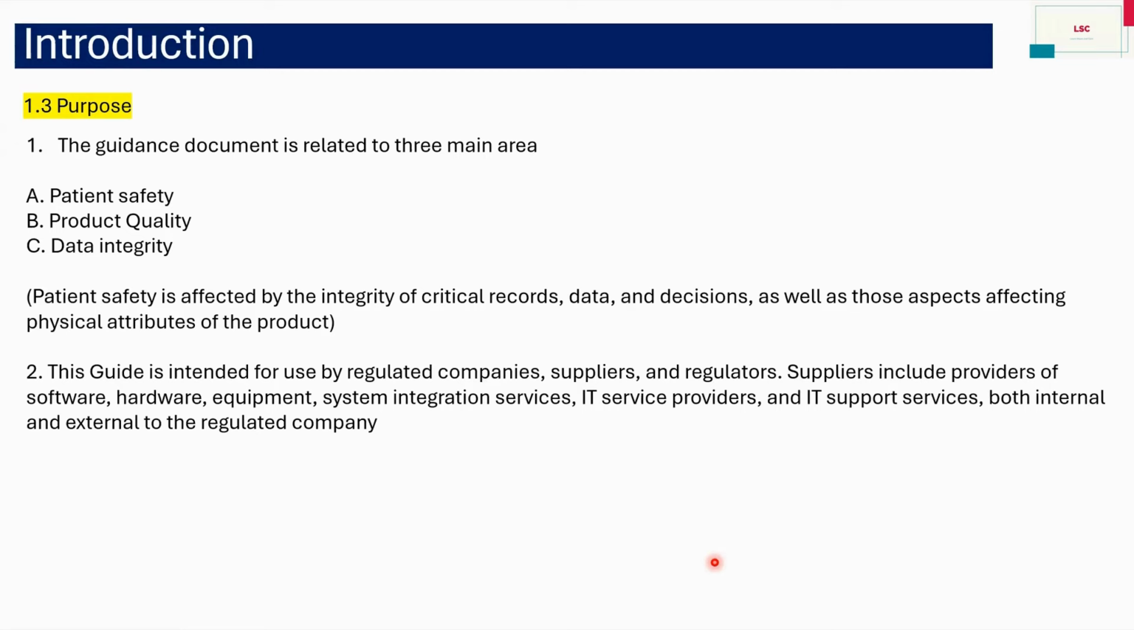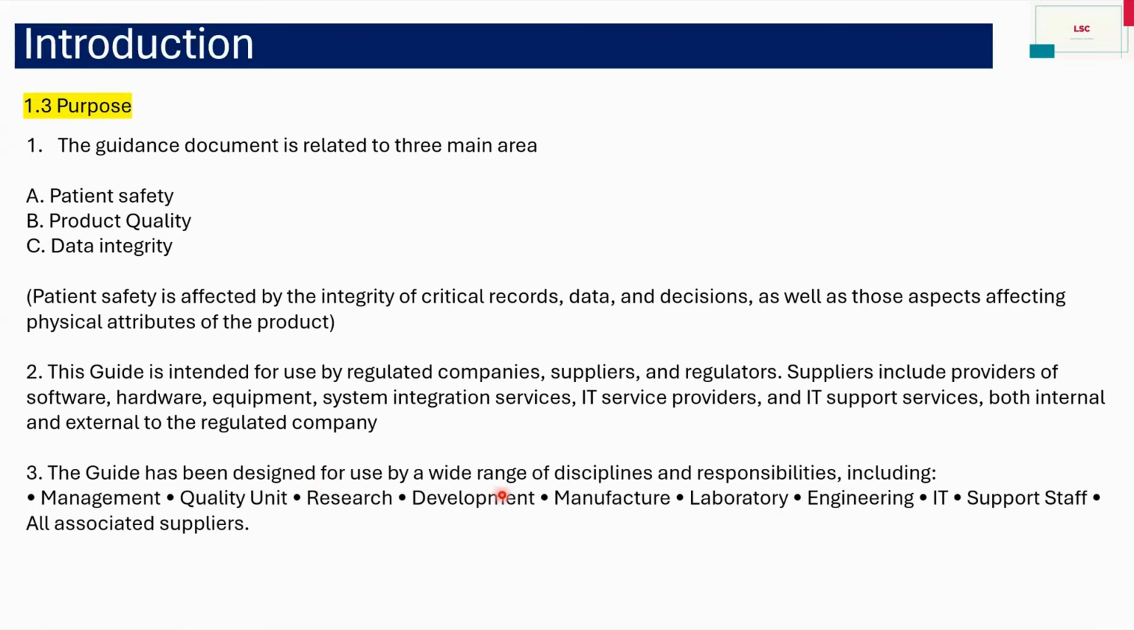Suppliers include providers of software, hardware, equipment, system integration services, IT service providers, and IT support services, both internal and external to the regulated company. So this guide ensures that all things are covered, and what the responsibilities of all these areas are, within computerized system implementation. The guide has been designed for use by a wide range of disciplines and responsibilities, which we already discussed. First of all, the management, then the role or responsibility of the quality unit, research, development, manufacturing, laboratory, engineering, IT, support staff, and all associated suppliers.